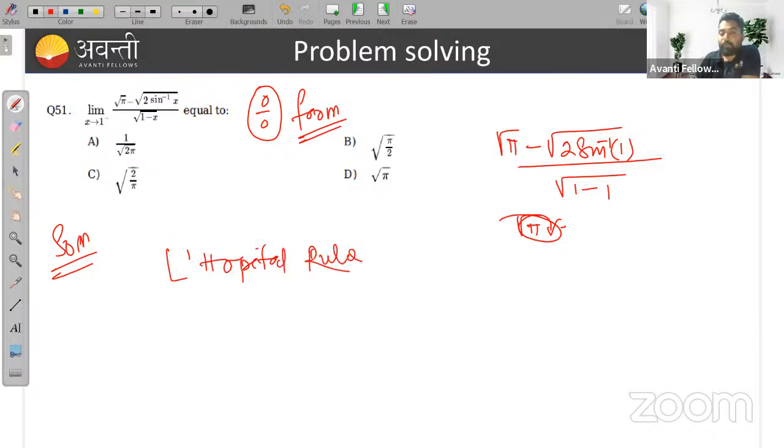So what is the L'Hopital rule? L'Hopital rule क्या होता है? You need to differentiate the numerator and also the denominator until we get some finite value after putting the limit. Okay, so let's check. First, start differentiating the numerator.